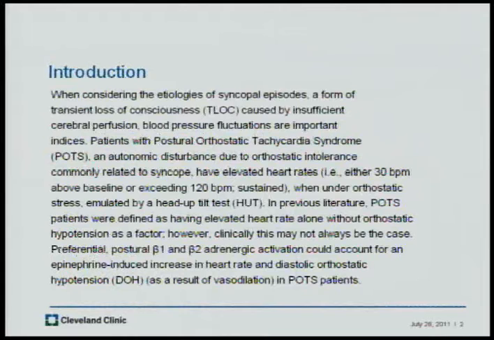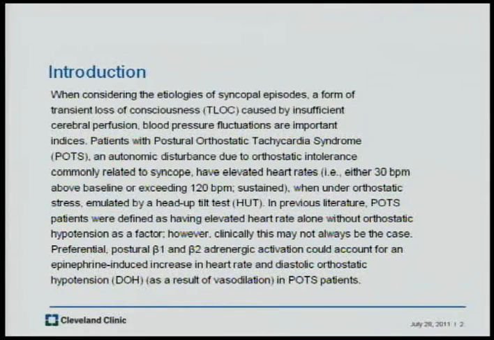When considering the etiologies of syncopal episodes, a form of transient loss of consciousness, abbreviated TLOC, caused by insufficient cerebral perfusion, blood pressure fluctuations are important indices. This study aimed to look at the distribution of blood pressure as indices in patients who present POTS.